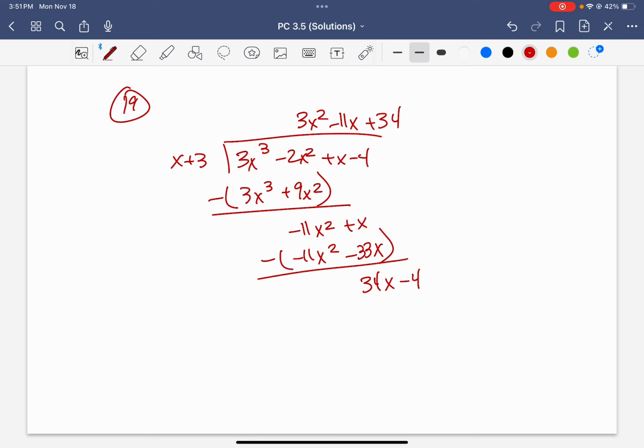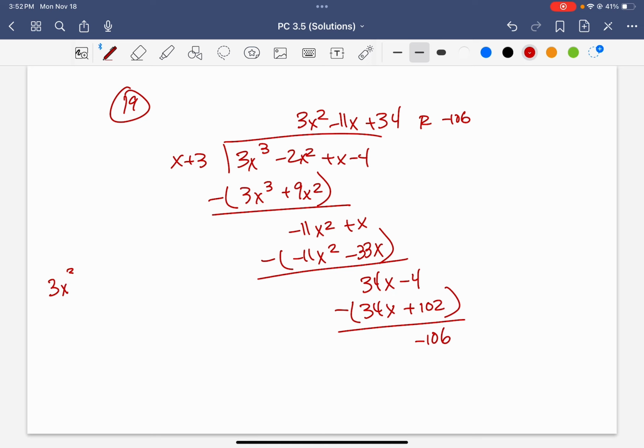So plus 34 gives me 34x plus 102. So you subtract, you get negative 106, right? My remainder is negative 106. Just going to double check that because that feels weird. Just in case. That was number 19. My internet is slow. Yep, I was right.